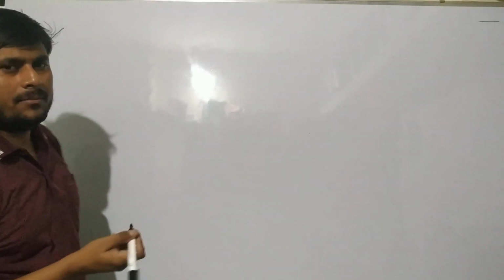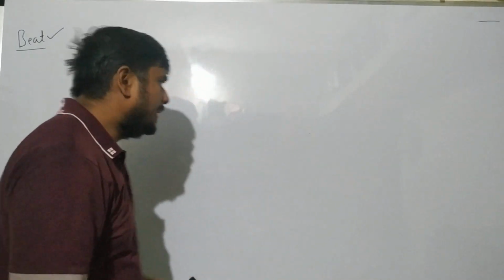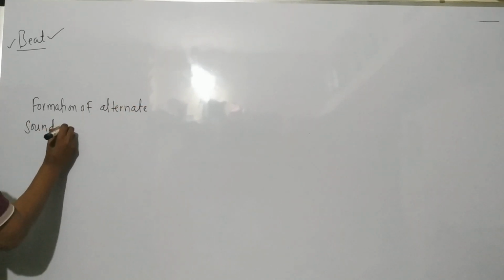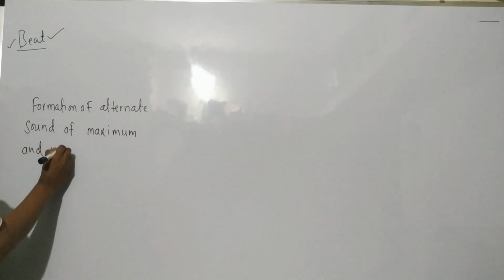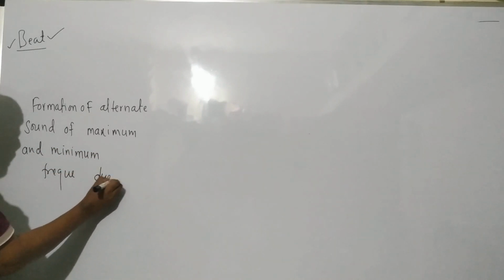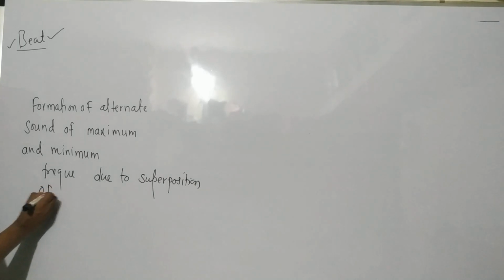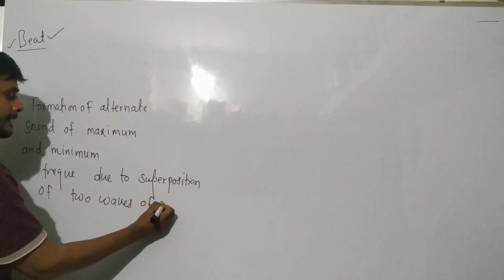That is nothing but something from our day-to-day life. In music, we used to say a sound of higher frequency, or a sound of lower frequency. So what exactly do you mean by beat? Beat is nothing but the formation of alternate sound of maximum and minimum frequency, due to superposition of two waves, or two energies, two waves of nearly equal frequency.